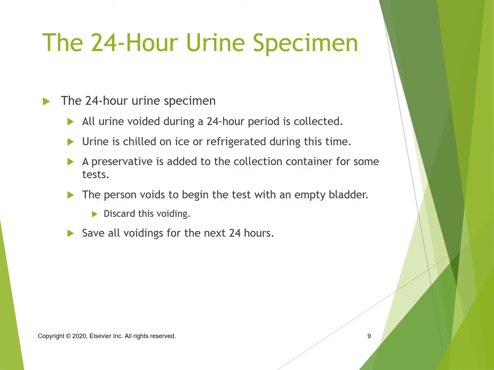The 24-hour urine specimen. The person and nursing staff must clearly understand the procedure and the test period. The test is restarted if a void was not saved, toilet tissue was discarded into the specimen, or the specimen contains feces. You have to restart it all over again. The 24-hour urine specimen, all urine voided during a 24-hour period is collected. The time that it started will be written on there, and you write the time that it ends. Urine is chilled on ice or refrigerated during this time. It's always really chilled on ice.